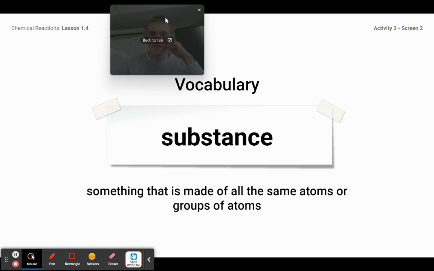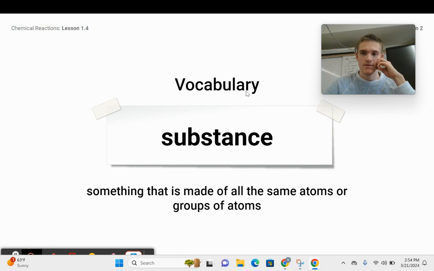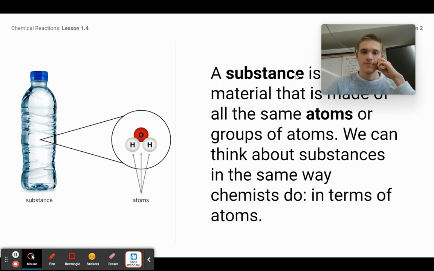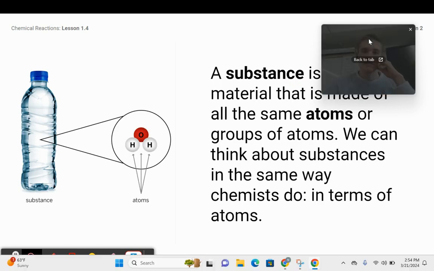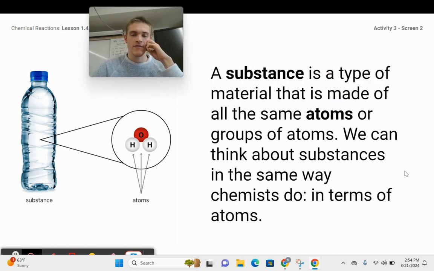A substance is a type of material that is made out of the same type of atoms or groups of atoms. We can think about a substance in the same way chemists do, in terms of atoms. So my substance is made out of water, so all of the atoms in it are H2O, one oxygen and two hydrogen.